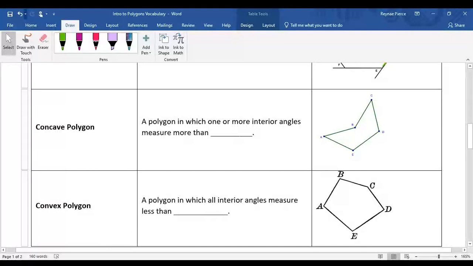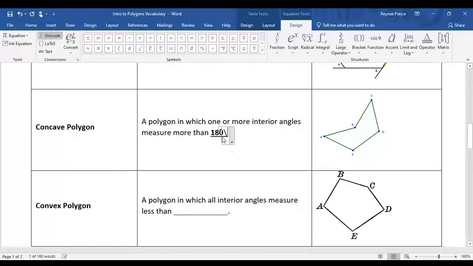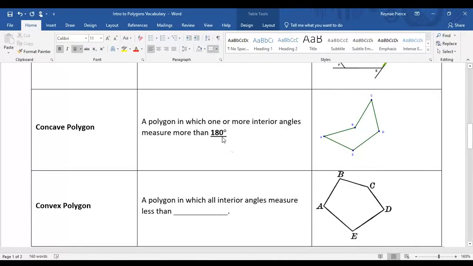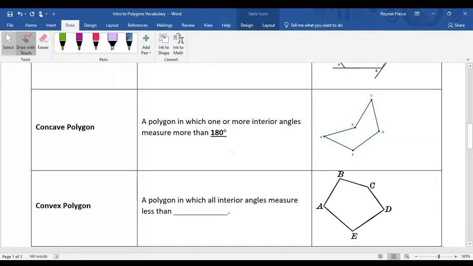Okay, and then we're going to talk about concave and convex. All right, concave polygons have at least one interior angle that measures more than 180 degrees. Okay, so in the figure to the right, angle B, that interior angle, if you'll notice, goes from here all the way around to there. Okay, since that angle is more than 180 degrees, this would be a concave polygon.